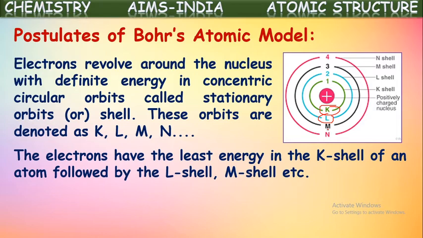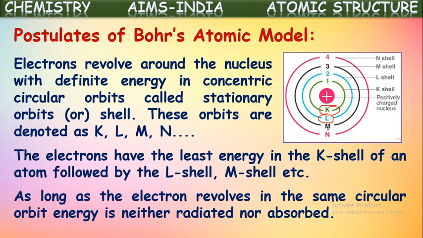As the distance between the orbit and the nucleus increases, the energy of the electrons in that orbit will increase. So electrons which are nearest to the nucleus have the lowest energy, and the electrons which are farthest from the nucleus have the greatest energy. Energy of the electron increases as the distance between the nucleus and the orbit increases.